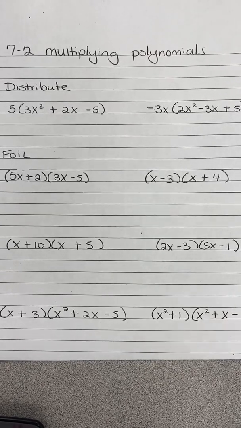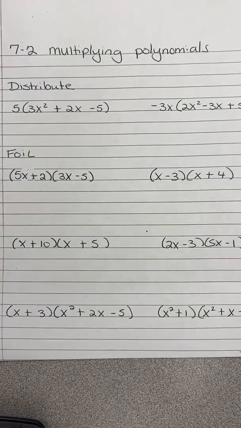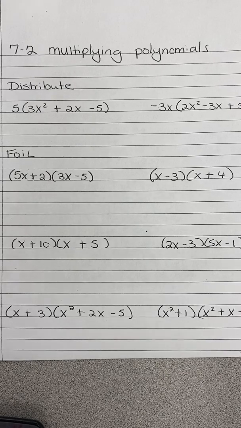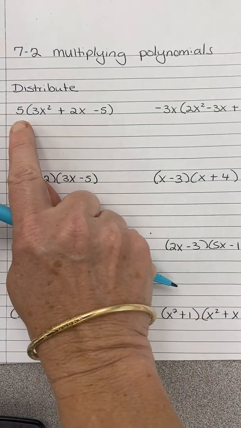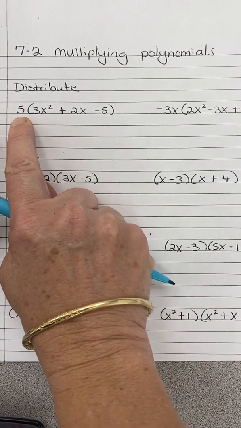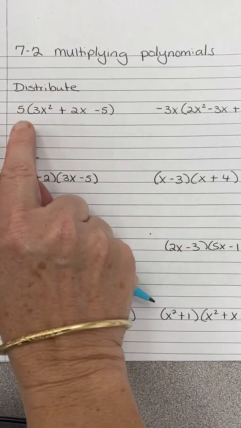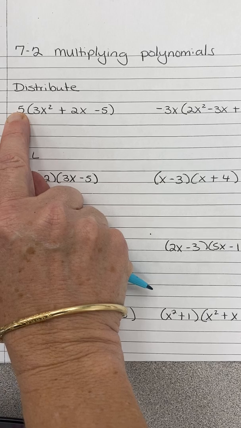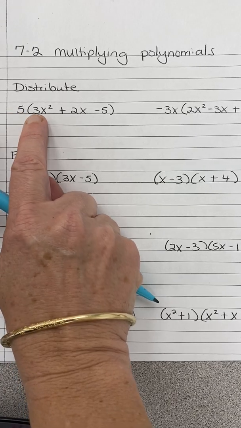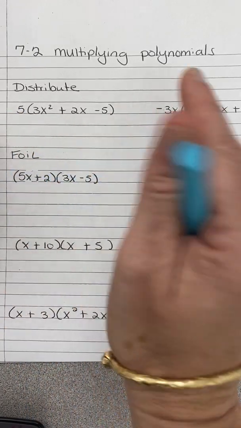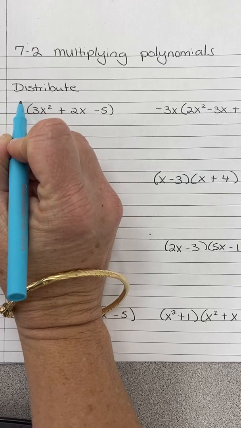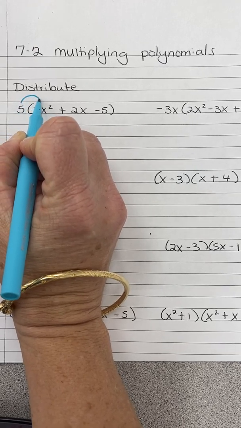Today we are going to multiply polynomials. So the first thing I want to show you is, if we have a monomial outside of parentheses and you already know that you're going to distribute it, we're basically multiplying a 5, which is a monomial, by this trinomial. Usually you guys are pretty good at this. Have to remember to distribute here.